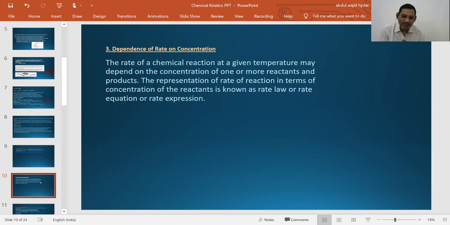Dependence of rate on concentration: with time, the concentration of reactant and product changes. It depends upon temperature also. The rate of reaction depends upon concentration also. That is what the rate law, rate equation or rate expression is. The rate of reaction is directly proportional to the concentration of reactants. The more the concentration of reactants, the more will be the rate of the reaction.